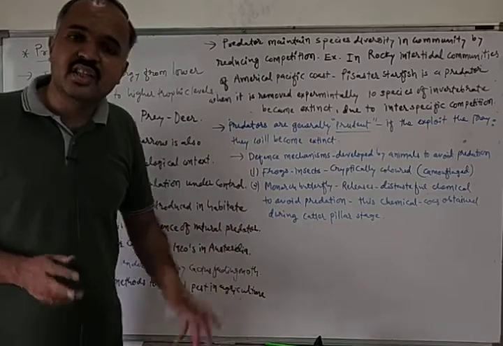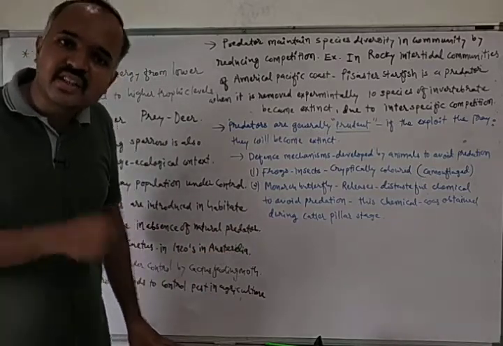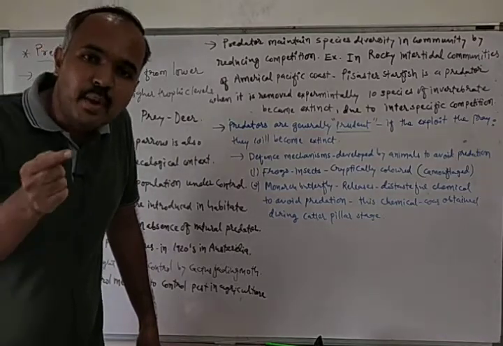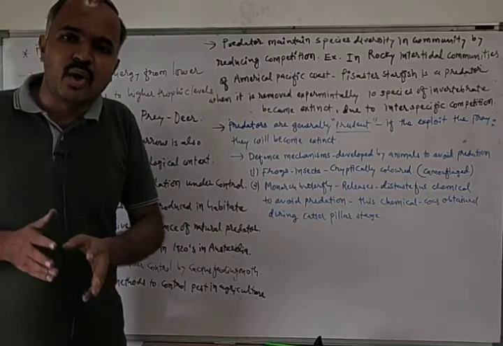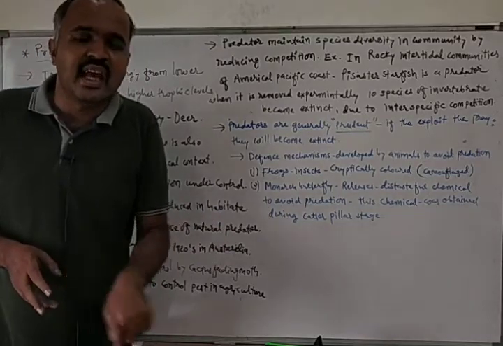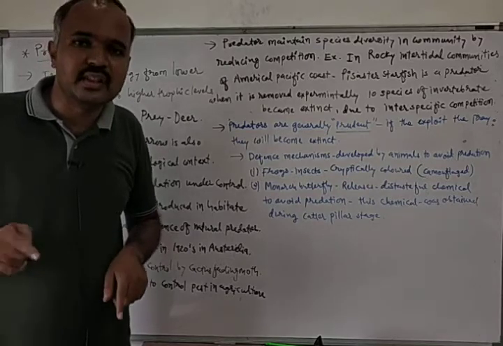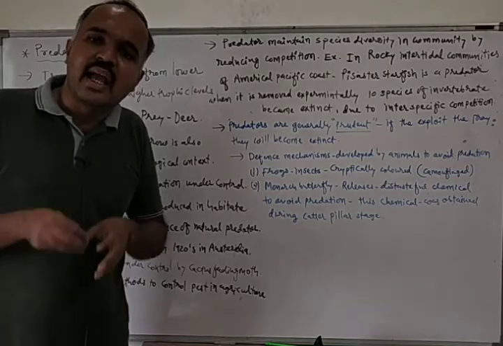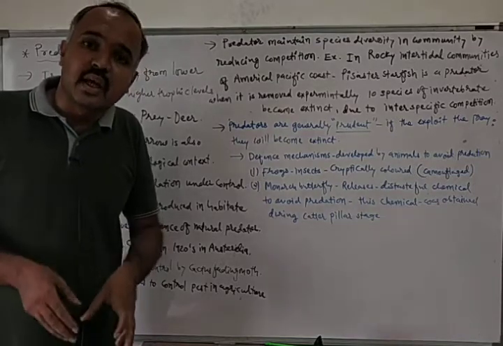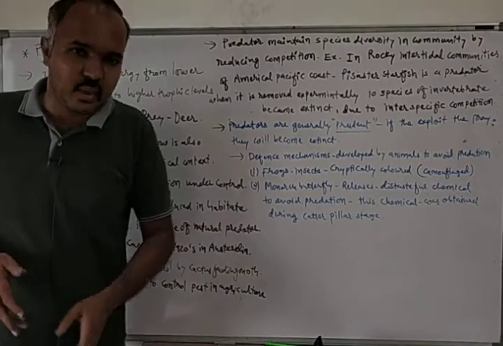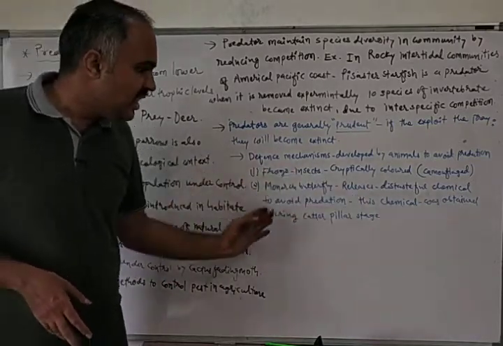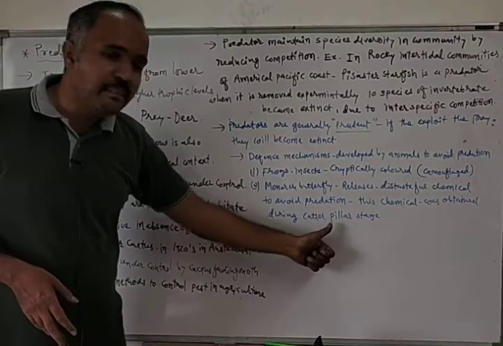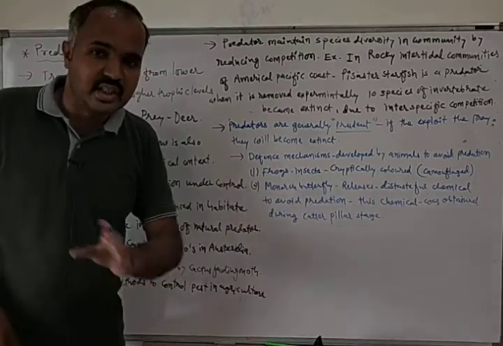This distasteful chemical was obtained by the monarch butterfly during the caterpillar stage by feeding on the poisonous weed. From that poisonous weed it got this distasteful chemical, which helps it survive predation. So the monarch butterfly releases a distasteful chemical to avoid predation, and this chemical was obtained during the caterpillar stage by feeding on the poisonous weed.